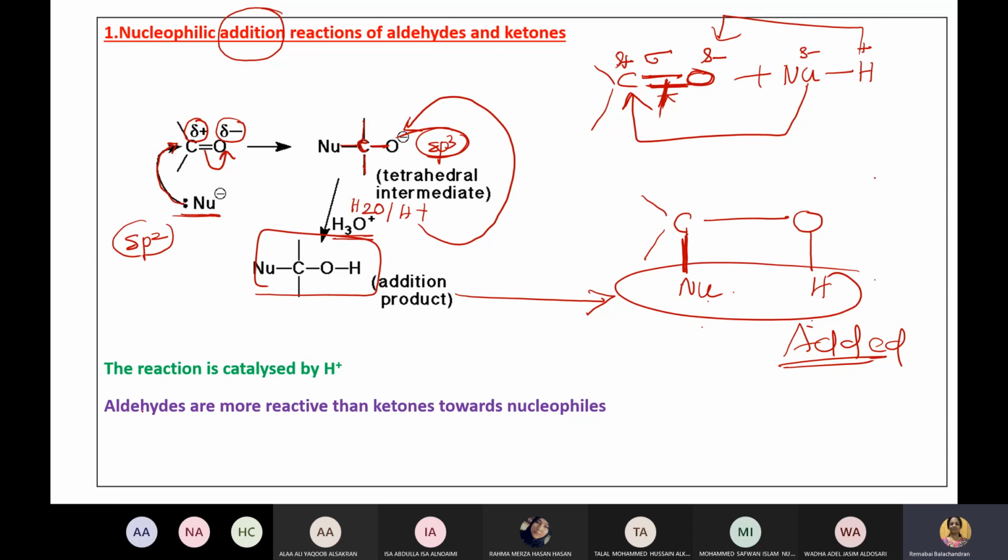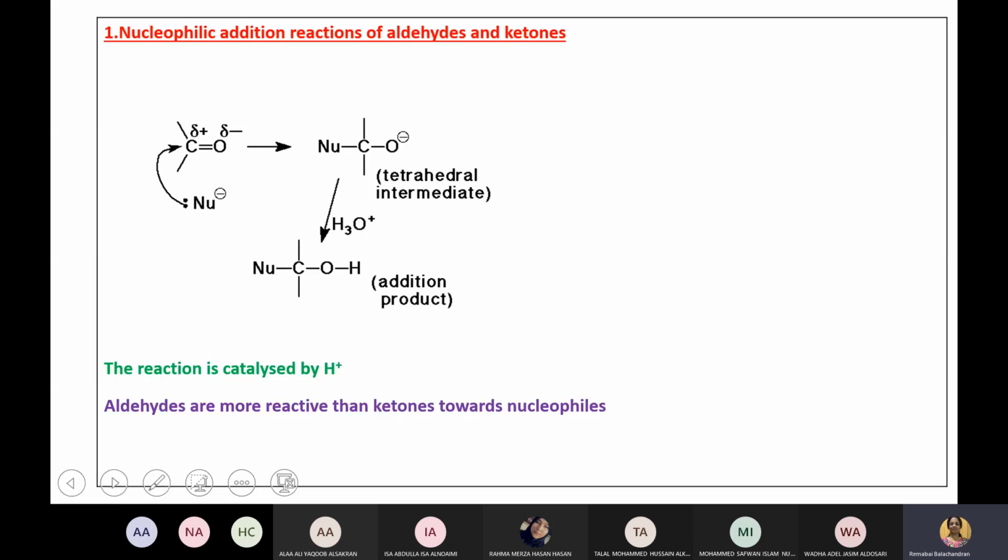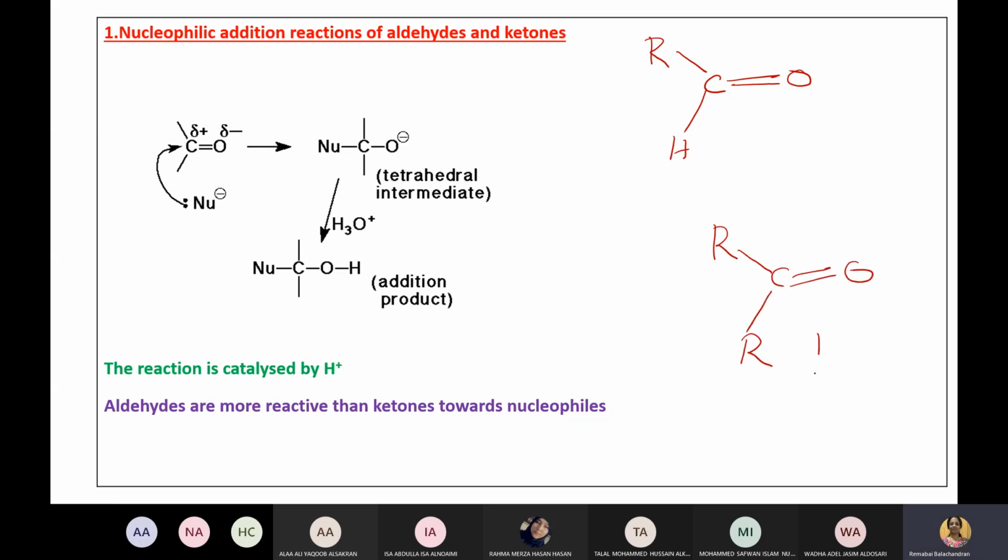Now, actually, aldehydes are more reactive than ketones towards nucleophiles. See, look, dears. The difference between aldehyde and ketone is R. Here it is H; here R, C double bond O, here also R. This is a ketone, the first one is an aldehyde. Look, in the first step, the nucleophile should approach this carbon.